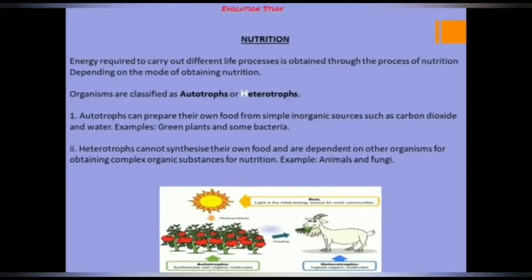Nutrition. Energy required to carry out different life processes is obtained through the process of nutrition. Depending on the mode of obtaining nutrition, organisms are classified as autotrophs or heterotrophs. Autotrophs can prepare their own food from simple inorganic sources such as carbon dioxide and water. Examples: green plants and some bacteria. Heterotrophs cannot synthesize their own food and are dependent on other organisms for obtaining complex organic substances for nutrition. Example: animals and fungi.